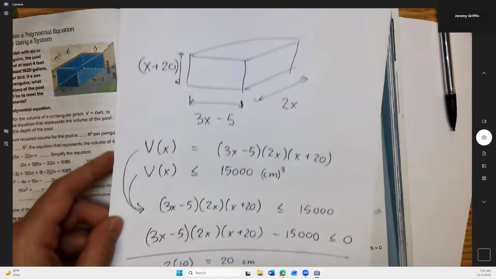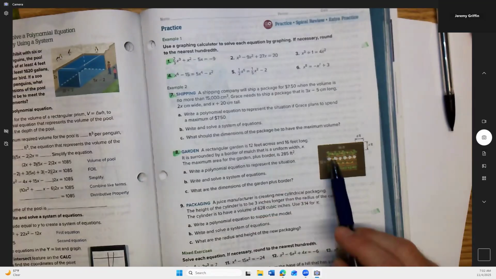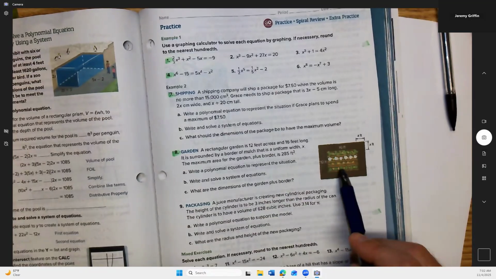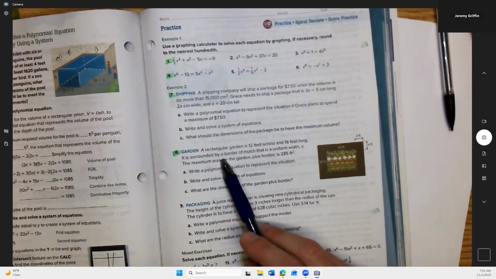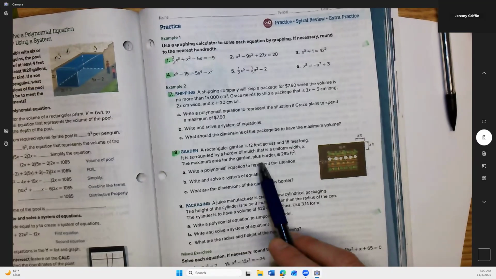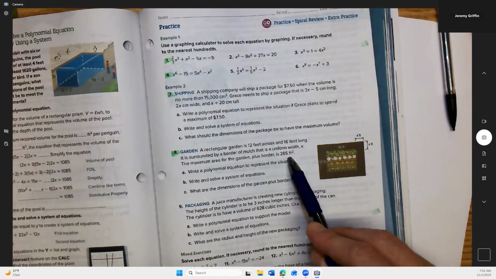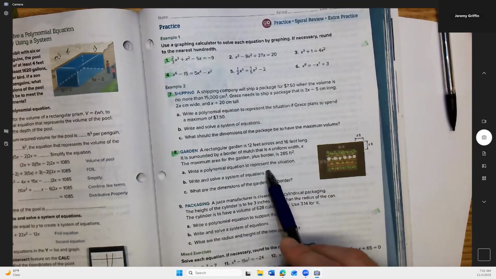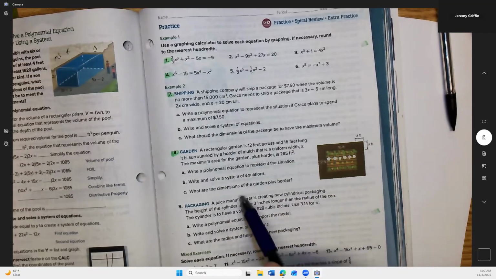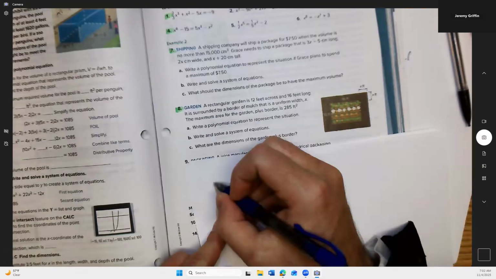So there you go. All right, next one, garden. A rectangular garden is 12 by 16. Okay, that's just the garden itself. But there is a surrounding border of mulch that is uniform with x, and the maximum area for the garden plus the mulch border is 285 square feet. Write a polynomial to represent the situation, solve a system of equations, and what are the dimensions of the garden plus border? All right, so I'll find it out right here.